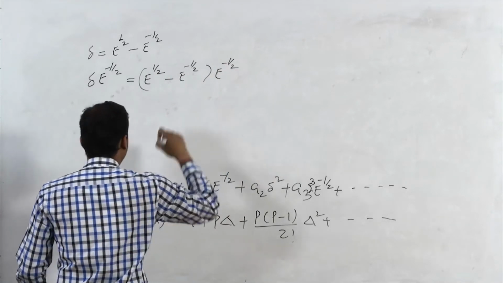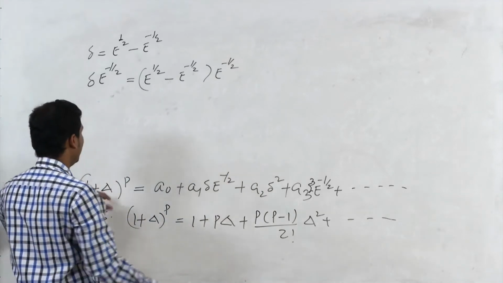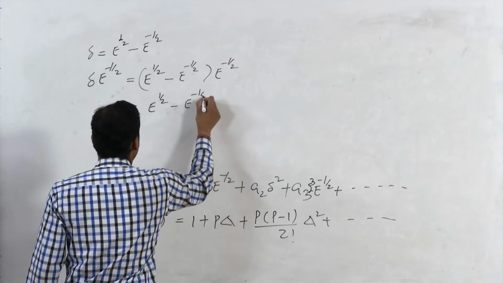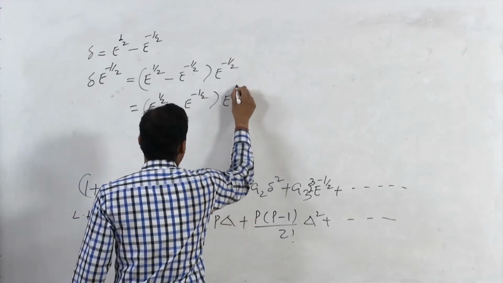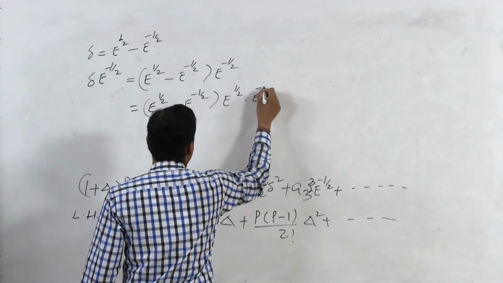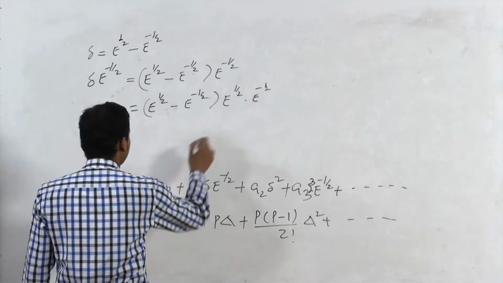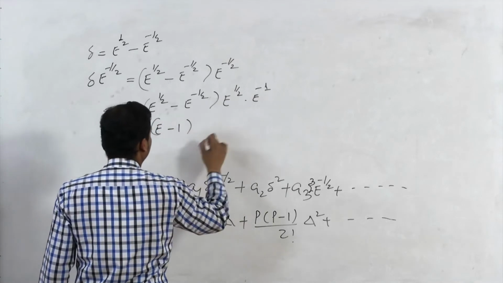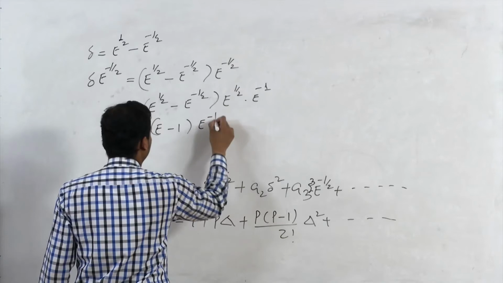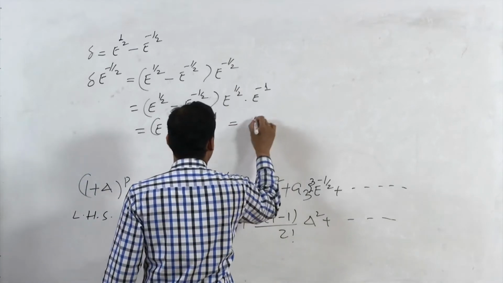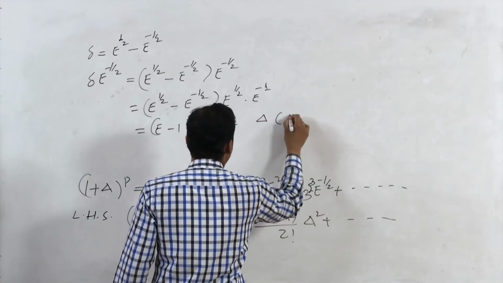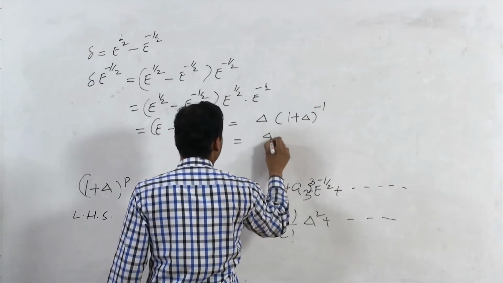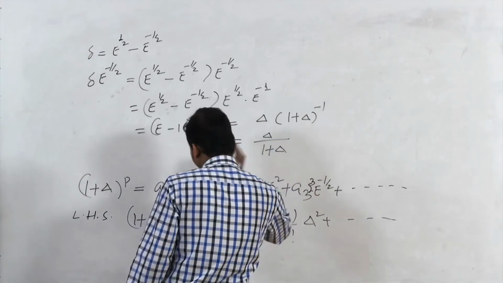And if we want to express this in terms of capital delta, we can write this term as e to the power half minus e to the power minus half, into e to the power half into e to the power minus 1. Taking the product, we obtain e minus 1, and e to the power minus 1 can be expressed as delta into (1 plus delta) inverse, which is delta by 1 plus delta.